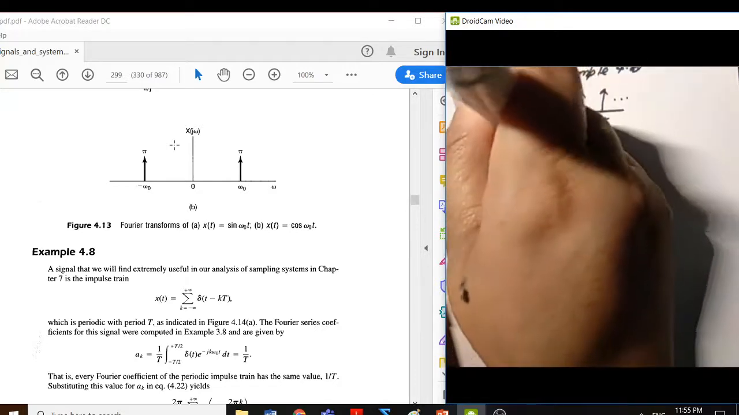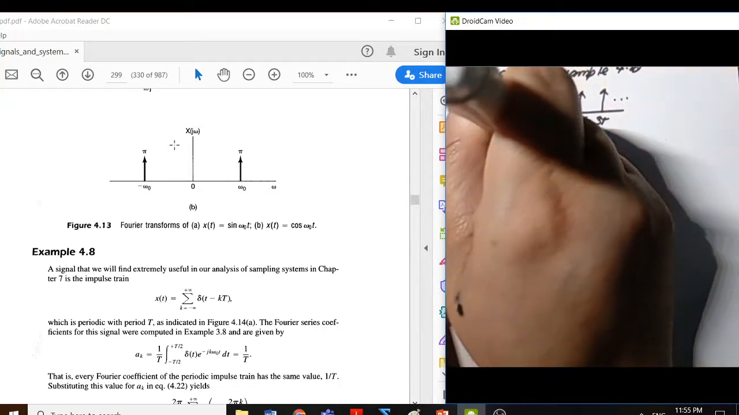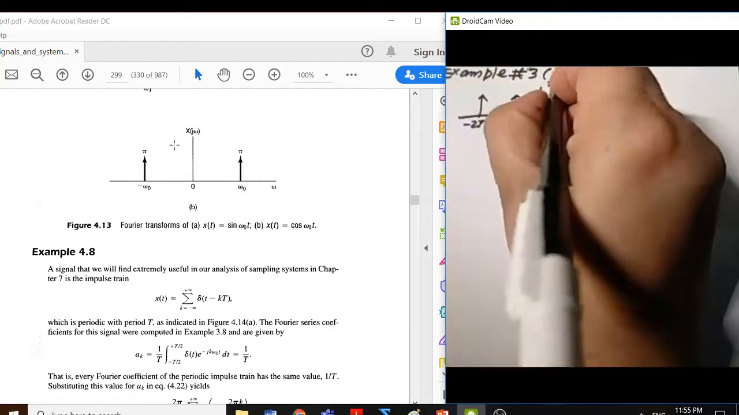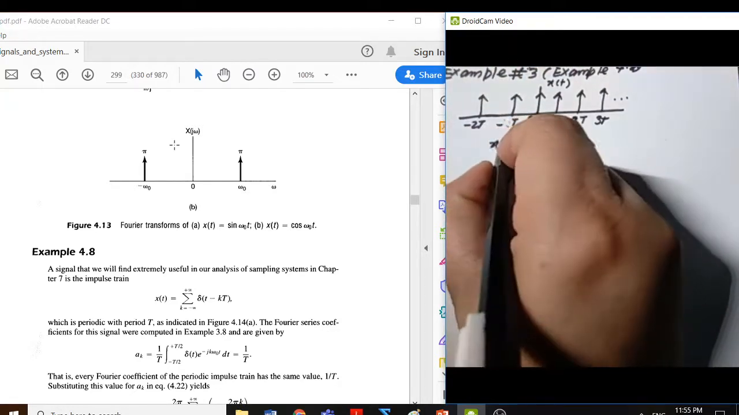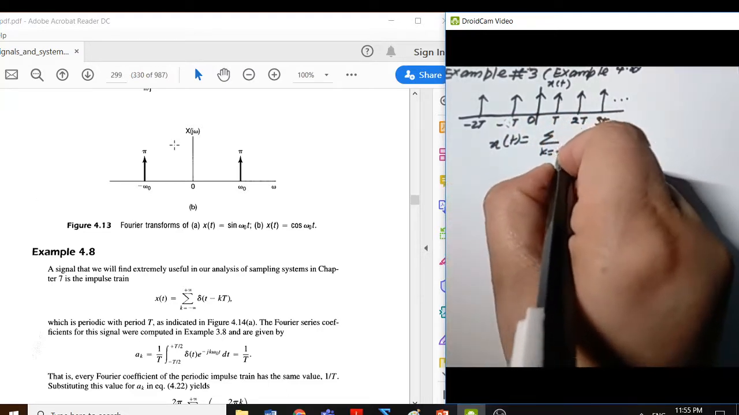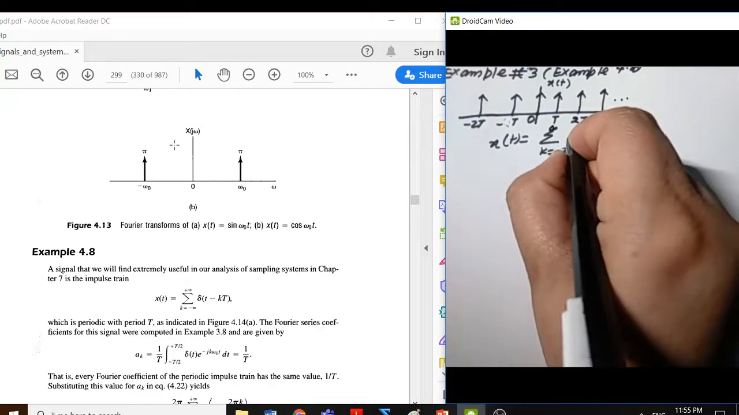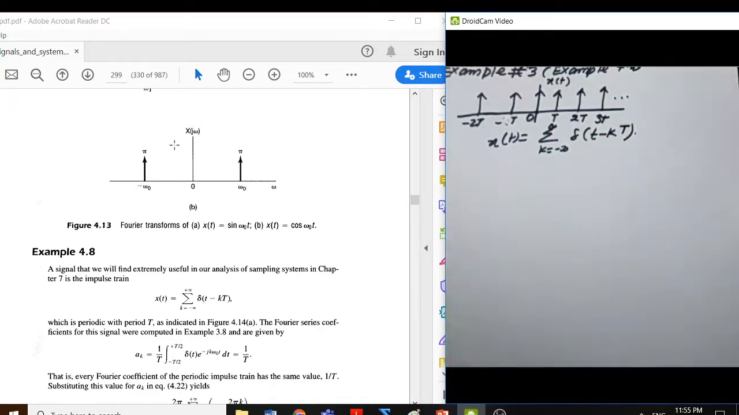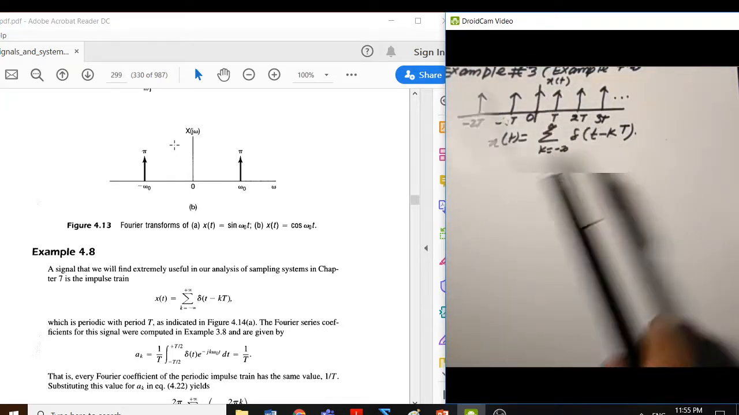This periodic impulse train can also be written as x of t is equal to the sum, k varies from minus infinity to plus infinity, of delta of t minus kT. So this is another form, a mathematical form to describe this impulse train.